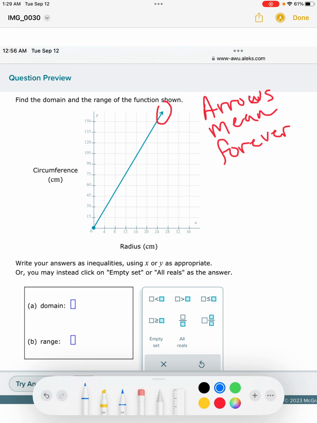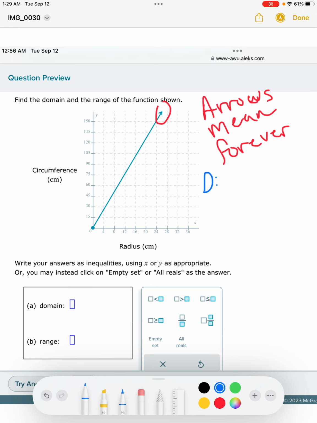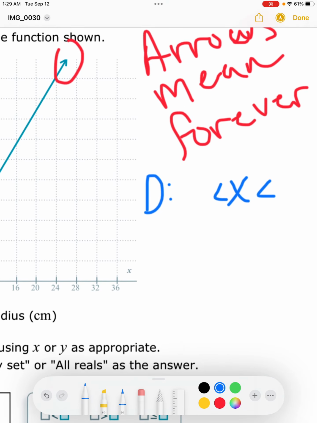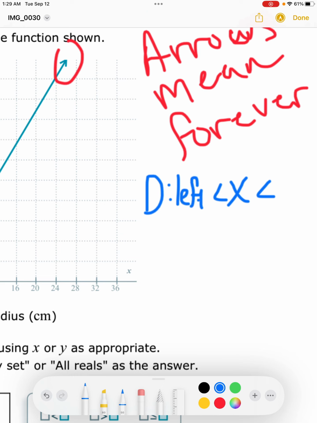Let's start with domain. So domain, I'm just going to try to fit it over here, uses x values. So I'm going to write x. Okay. And we know that x values can go left and right.